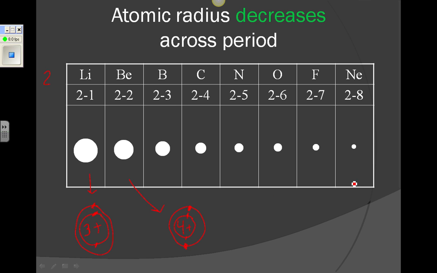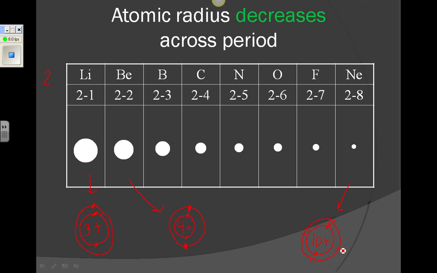Okay, and then we're going to go all the way over here to, let's do neon. How many protons? 10 protons in the nucleus with 2 shells. And then of course we've got 8 valence electrons for neon.